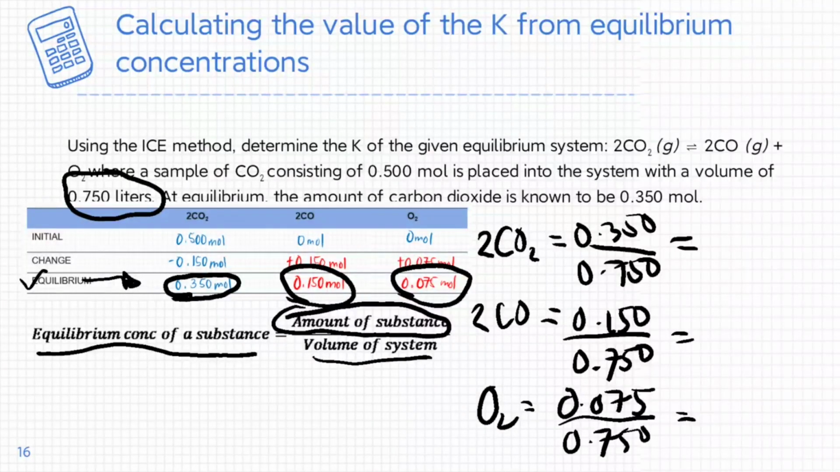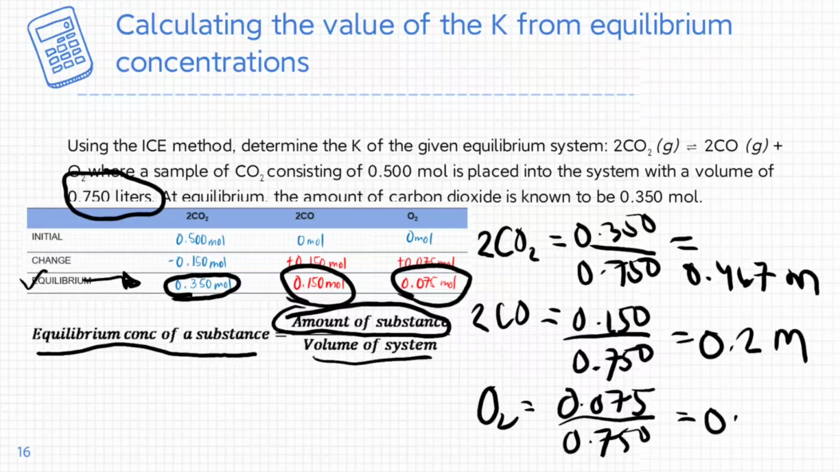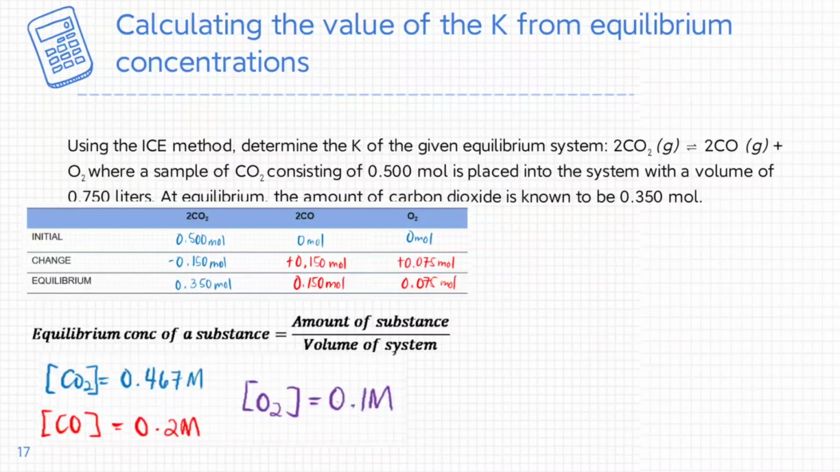So, we divide each of that, so you get dito 0.467 mole. And then dito, 0.2 mole. And then 0.1 mole. Okay? Now, we have now the equilibrium concentration for each compound. So, dito pa lang natin pwedeng i-compute yung equilibrium constant. Okay? So, ayan, nakuha natin.